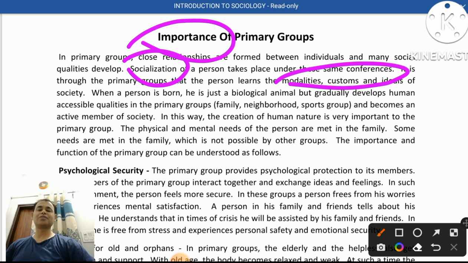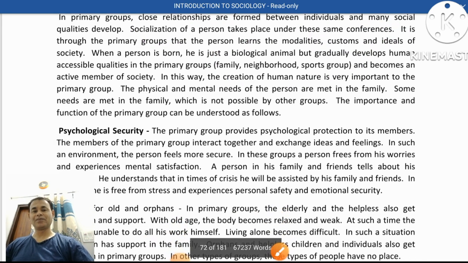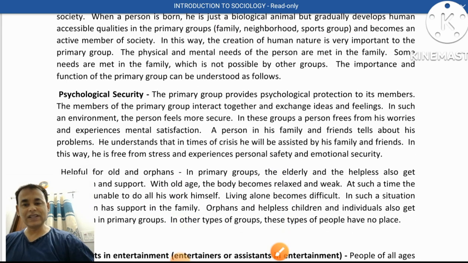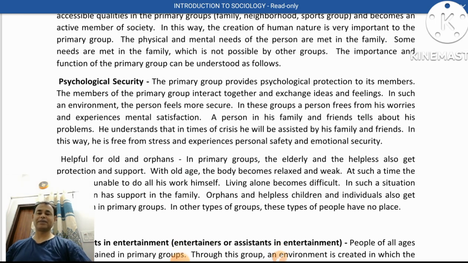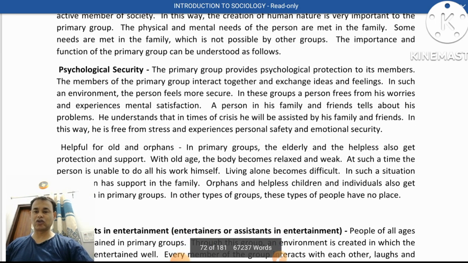When a person is born, he is just a biological animal, but gradually he develops human and social qualities in the primary group: family, neighbors, sports group, and becomes an active member. The importance and function of the primary group can be understood as follows.